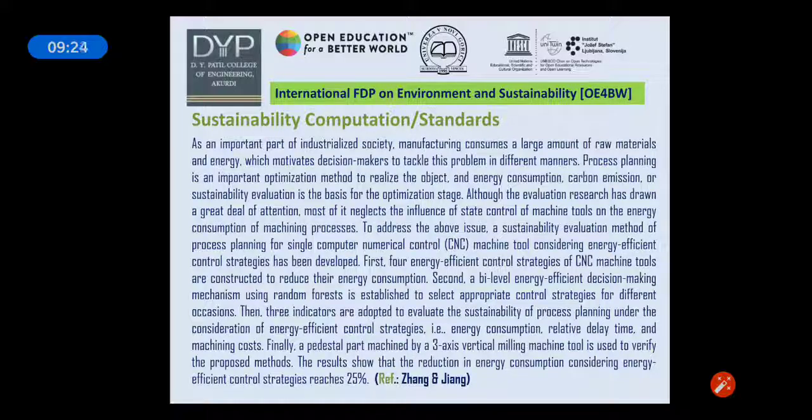Similarly, to achieve such sustainability in mechanical machineries, we can select different environmental sustainability methods.